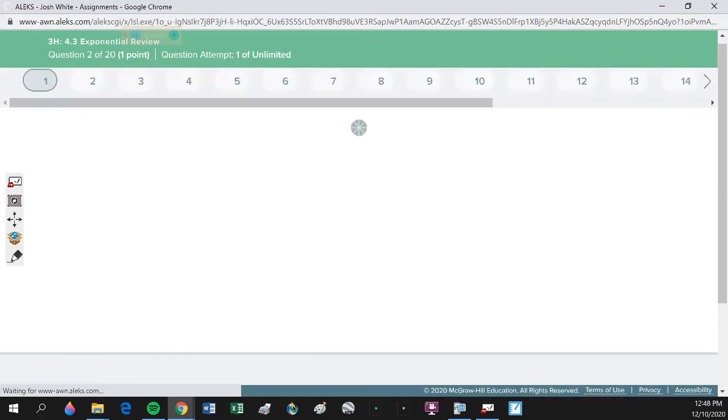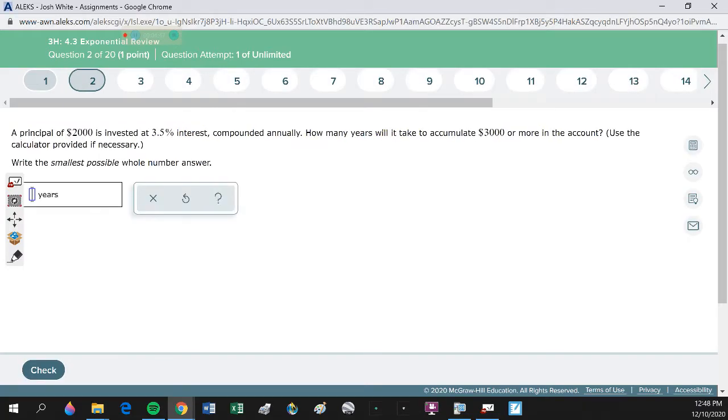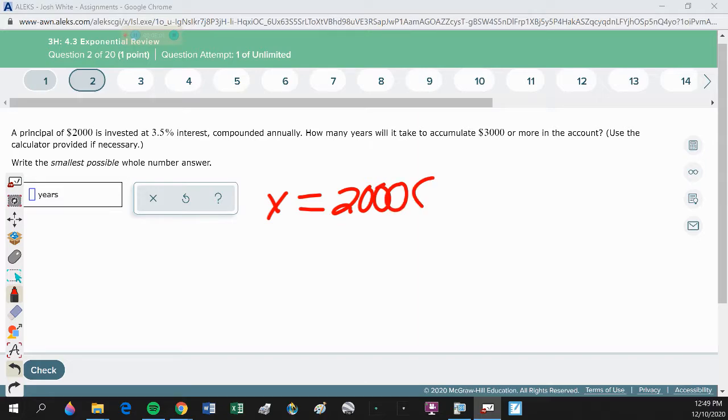All right, number 2. $2,000 is invested at 3.5%. How many years will it take to get to $3,000? So y equals, we start with 2,000. How do we increase 3.5%? 1.035. And we're going to leave it in for an unknown amount of time.